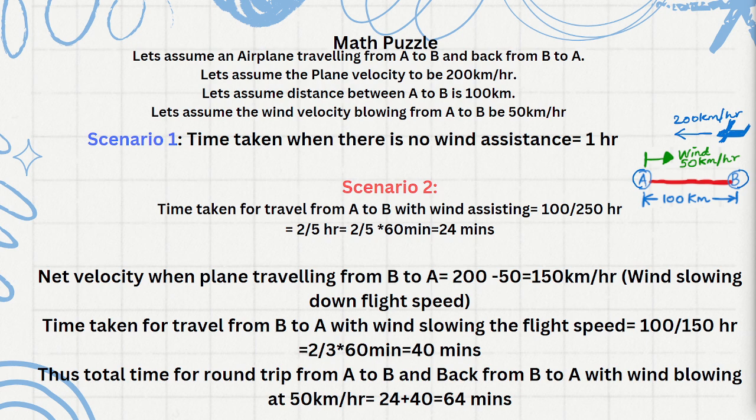Thus, the total time for the round trip from A to B and back from B to A with the wind blowing at 50 kilometers per hour would be 24 minutes, as it says here, from A to B, plus 40 minutes from B to A, as it says here, which is equal to 64 minutes. And this means scenario 1 takes less time than scenario 2.